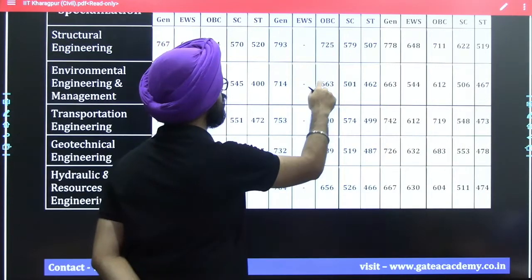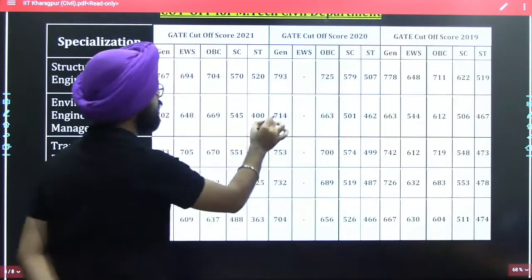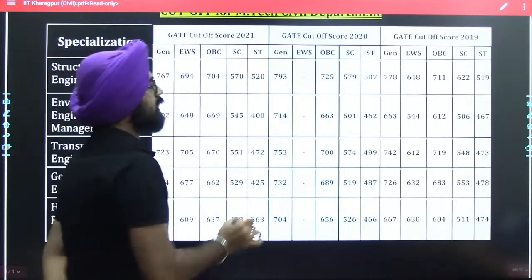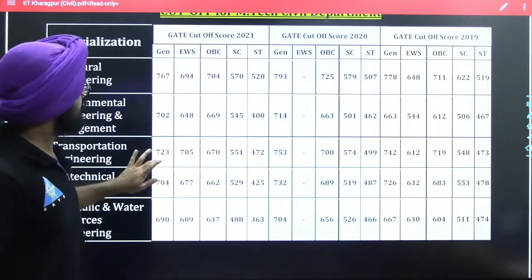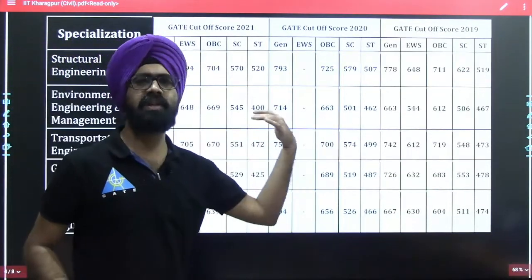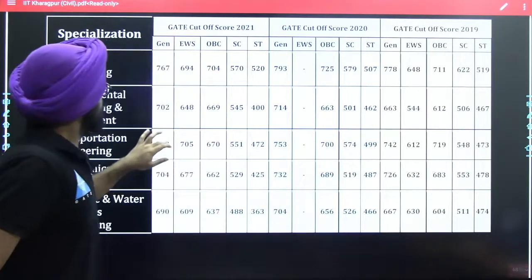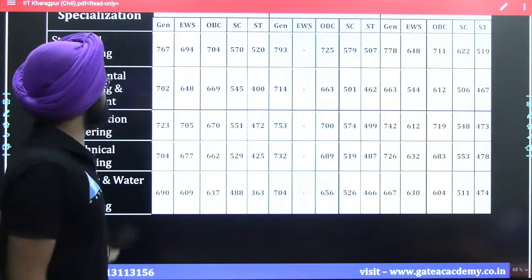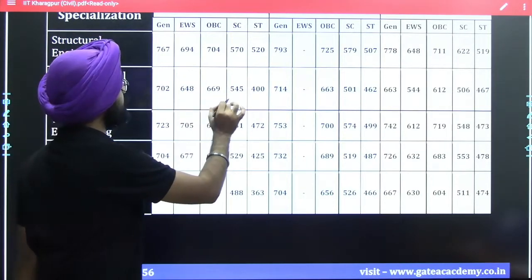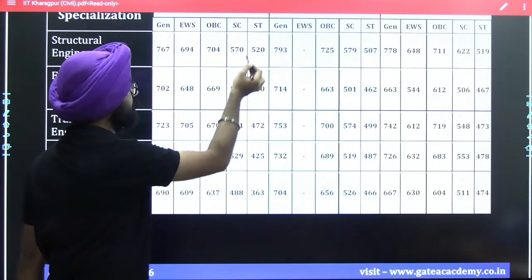Minimum cutoff for environmental engineering in 2020 was 714. In 2019 it was 663. The number of students was different, and that is why the score is variable. If I talk about EWS, OBC, SC or ST for environmental engineering, it was 648, 669, 540, 545 and 400.